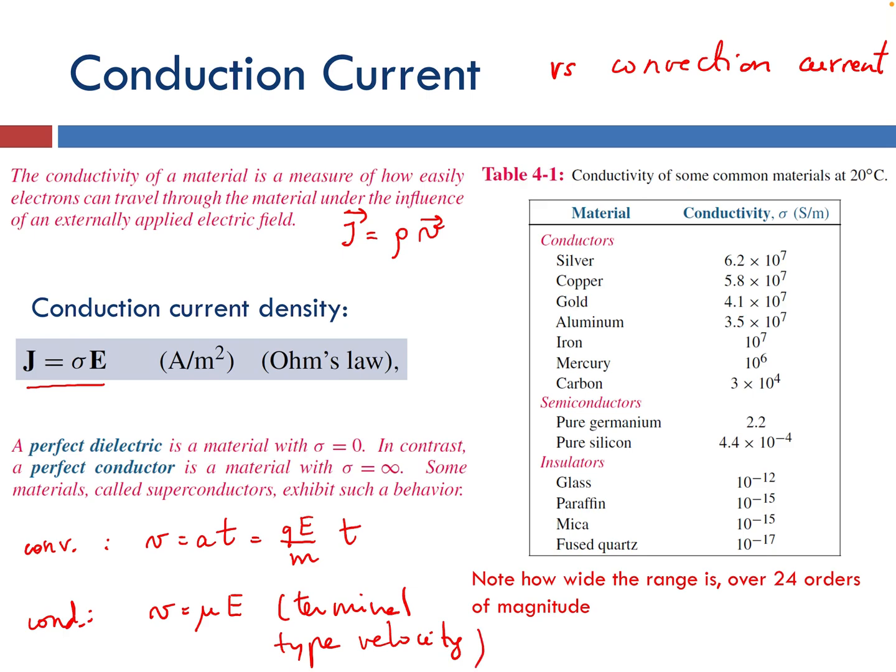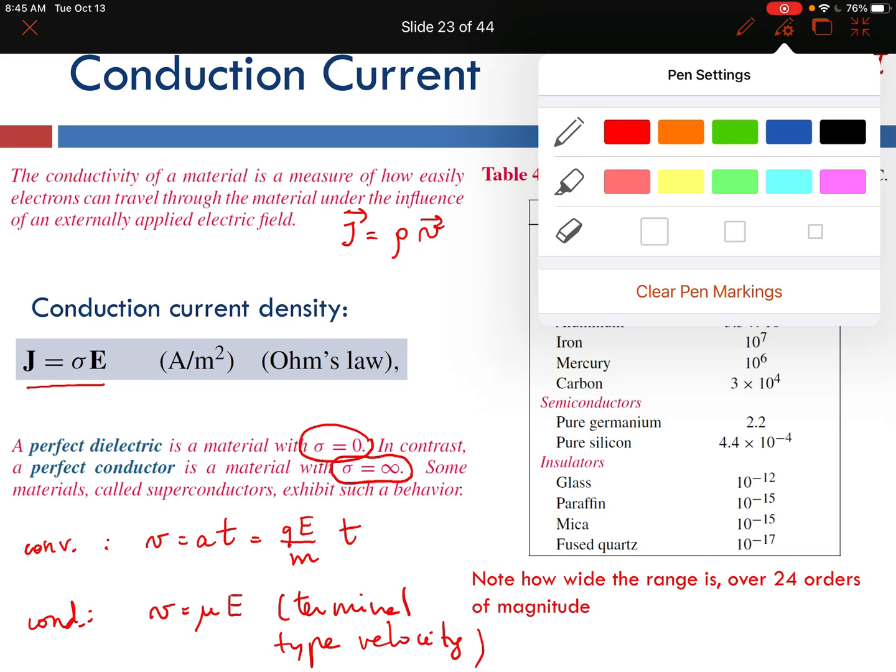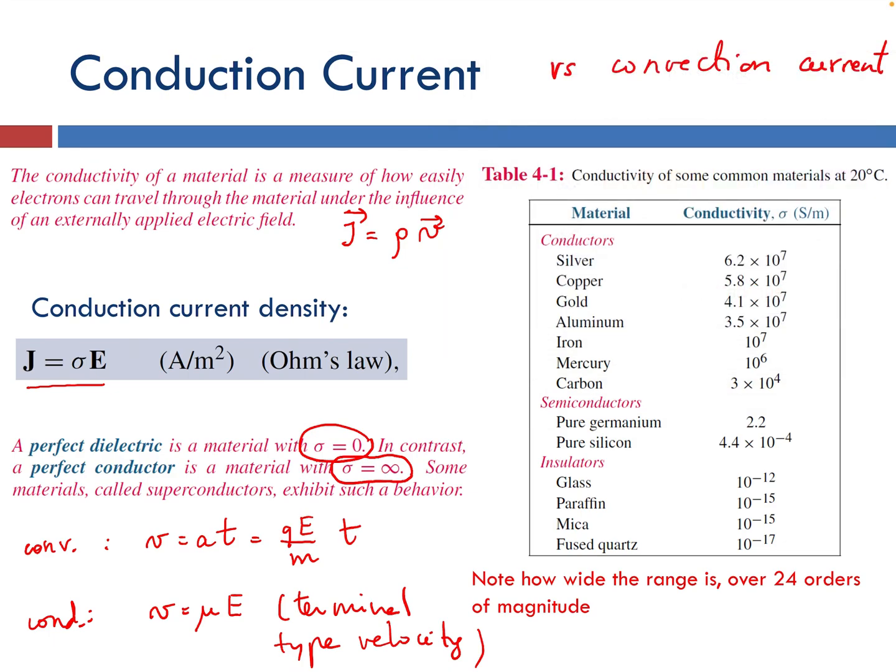So most materials fall into this category, and we have special cases of a perfect dielectric when the conductivity is zero, or a perfect conductor when the conductivity is infinite. And in between we have the conductors that, under moderate fields and voltages, the current is related to the field by this linear relation where the proportionality is the conductivity, given in ohm centimeter.